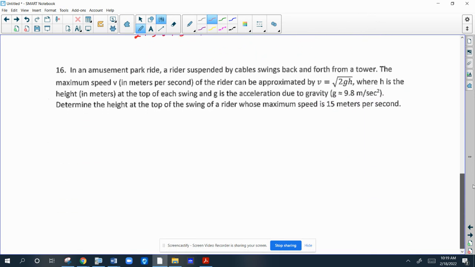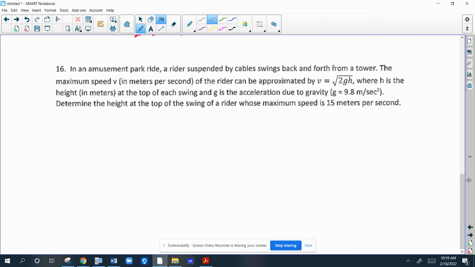Finally, another applied question, real life problem. It says there's an amusement park ride and the maximum speed is v, and it gives you this equation. H is the height and g is the acceleration due to gravity, which is given. So g is 9.8. We can plug that in right now. I'm going to do that as a matter of fact.